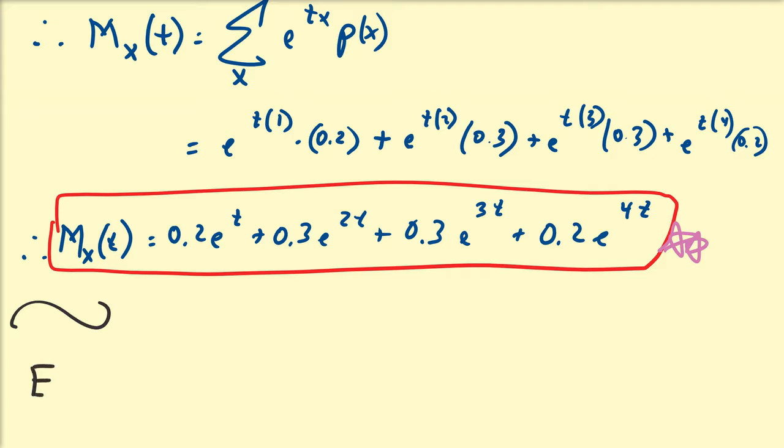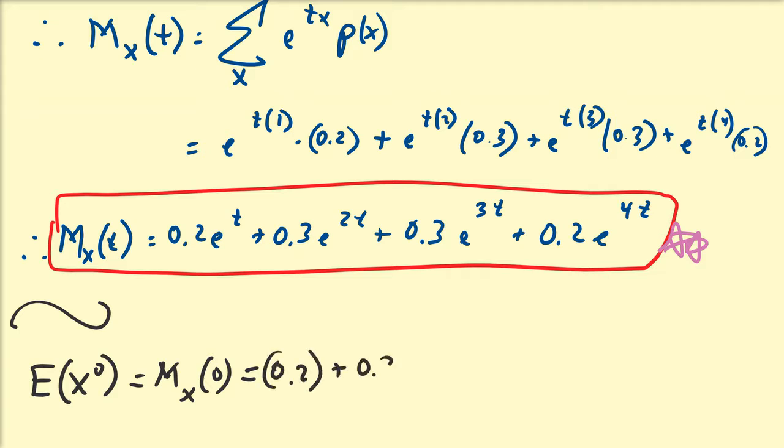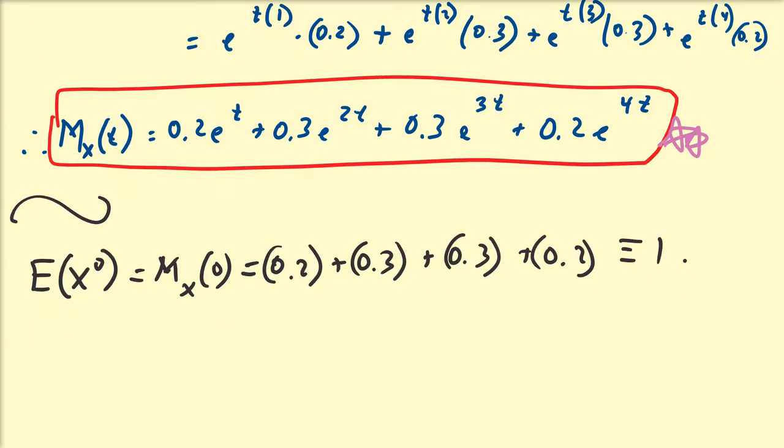Firstly, the 0th moment of the random variable X. We're just going to plug 0 into our moment generating function. So e to the t is going to go to 1 because e to the 0 is equal to 1. So this is going to be equal to 0.2 plus 0.3 plus 0.3 plus 0.2, which in fact does equal 1, as the 0th moment of a probability function should.